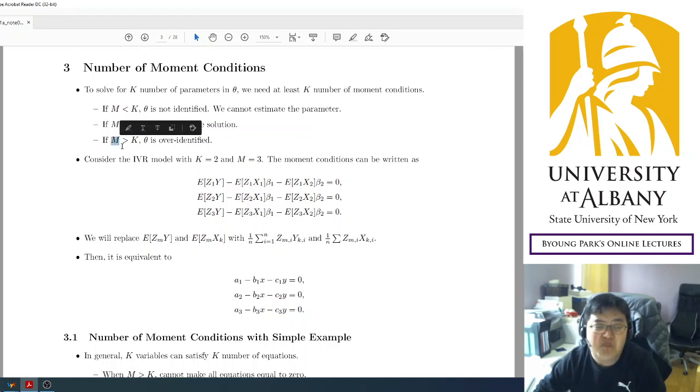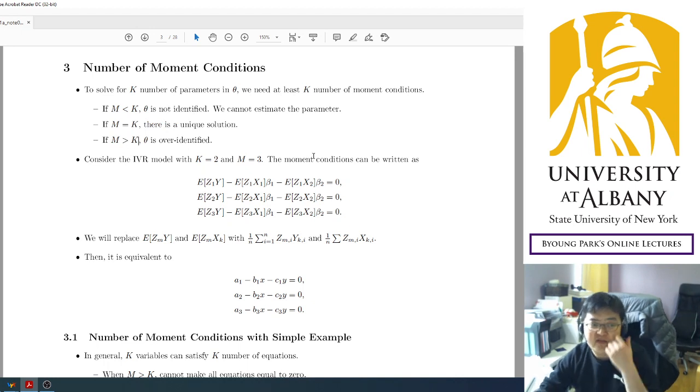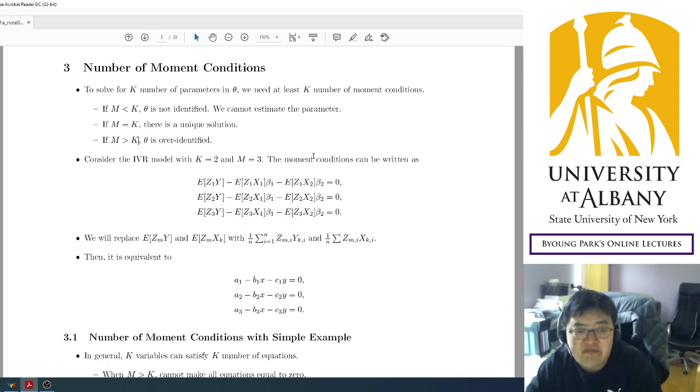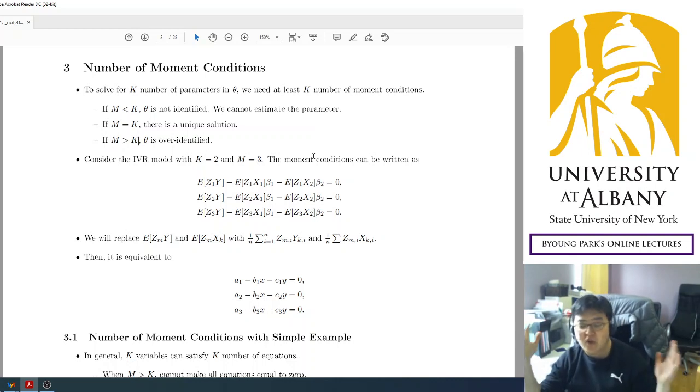But when you have more than k, then the parameter is over-identified, and we need to think about how to utilize all the information and how to summarize the information.